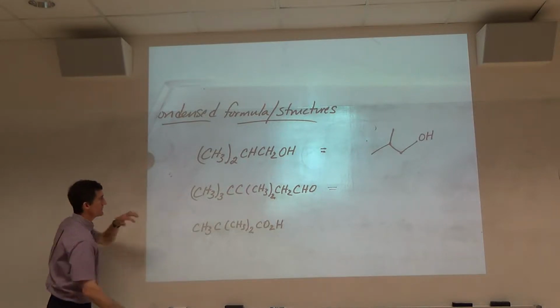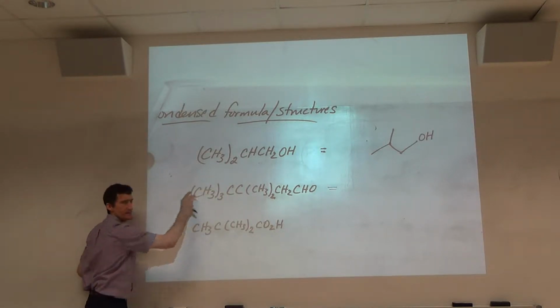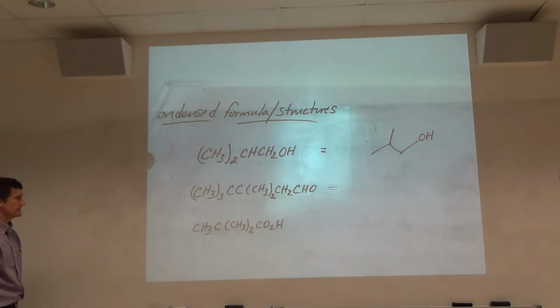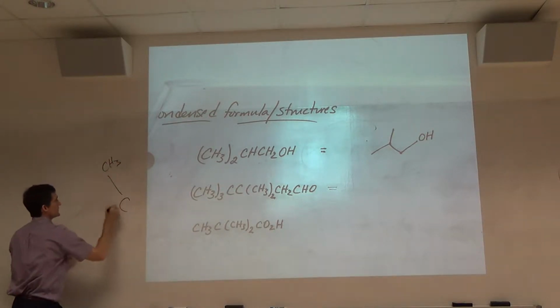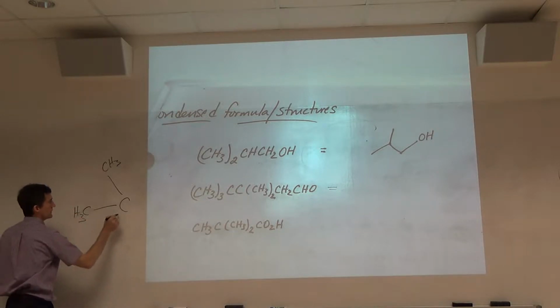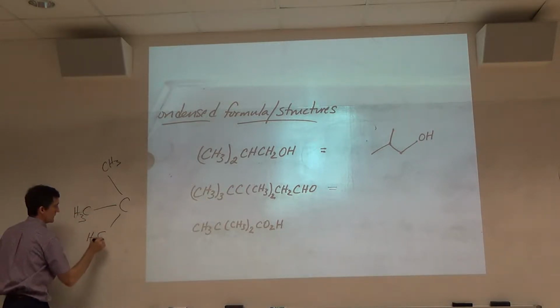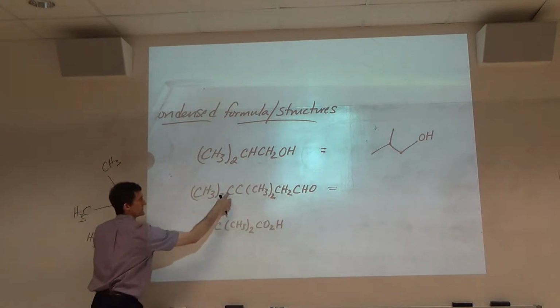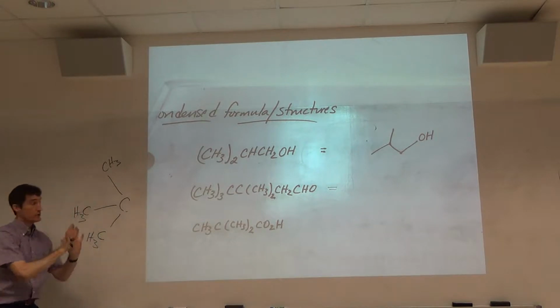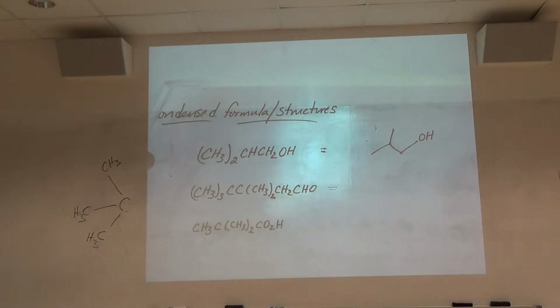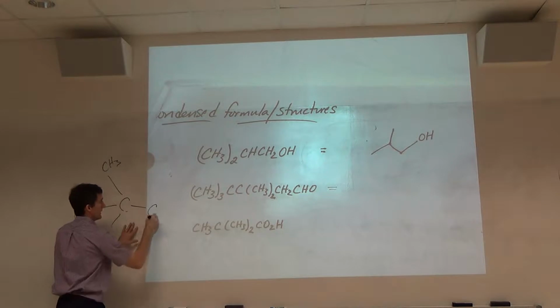Okay, let's do the one in the middle. I got three CH3s. Those three CH3s are connected to a carbon. So we have a carbon with three CH3s, and there's that carbon there. That carbon's apparently attached, let's say, we can always do something and then step back and look. If you step back and look and you got five bonds to a carbon, then something ain't right. But then this, and that's that carbon.